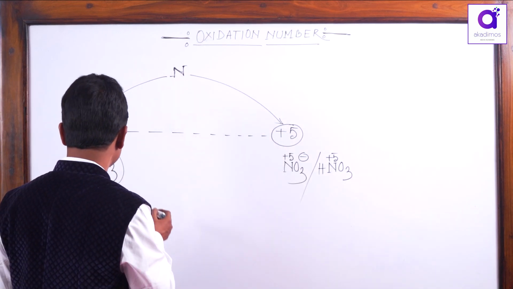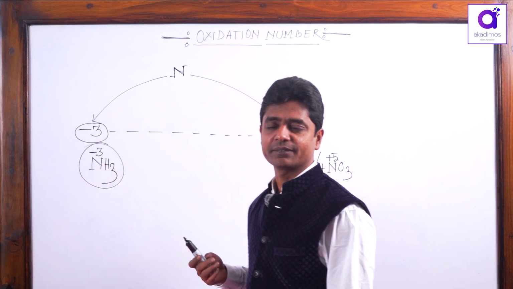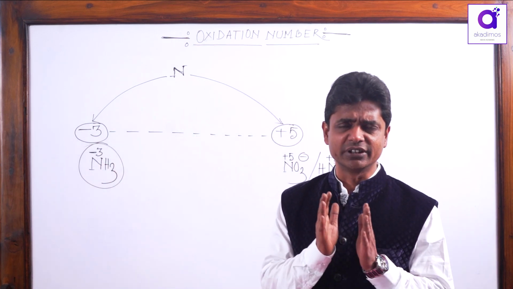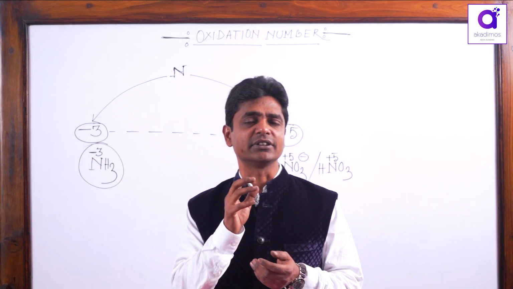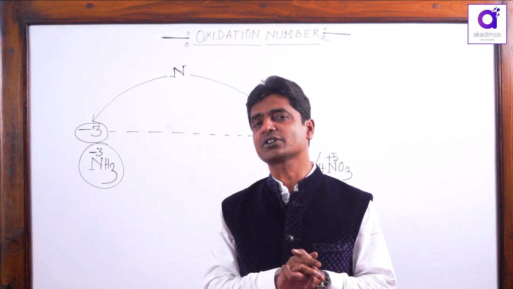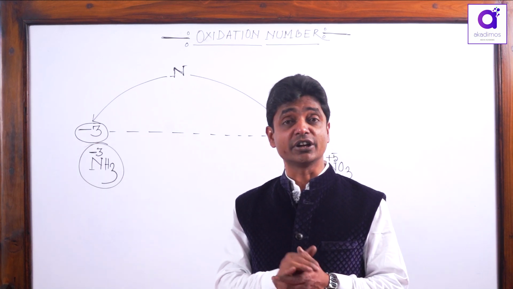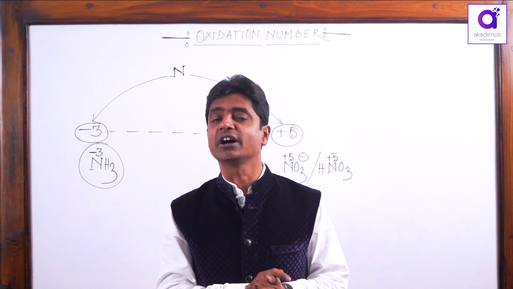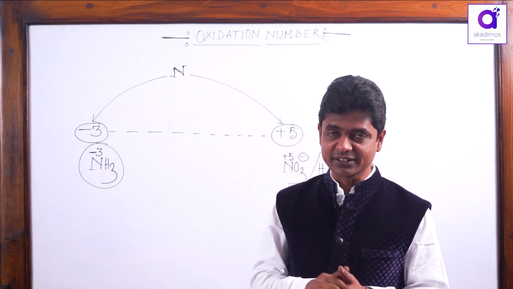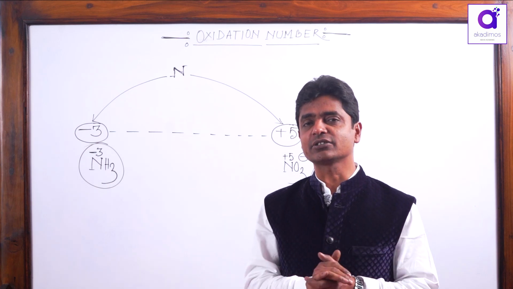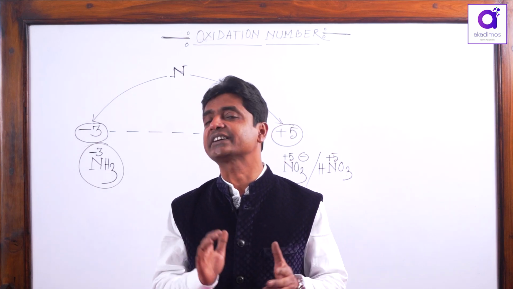This is ammonia, minus 3. Ammonia has 3 different characters. By the way, we'll discuss ammonia; there you will get 3 different chemical characteristics of ammonia. It has a pungent smell. And there is a lone pair on nitrogen in ammonia, and due to that lone pair, it is a Lewis base, or base, you can say. That means you will get some reactions where ammonia will show its basic character.